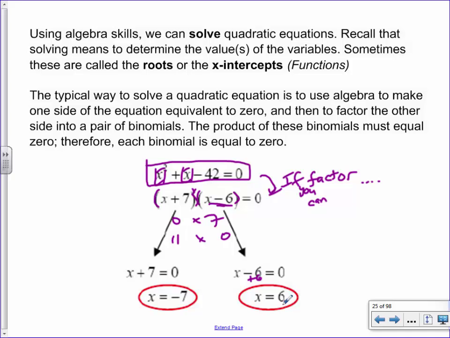There's an answer. I got an answer, right? Isn't the whole goal of solving to get what x is equal to? But here's where this gets a little bit tricky. There's more than one answer.